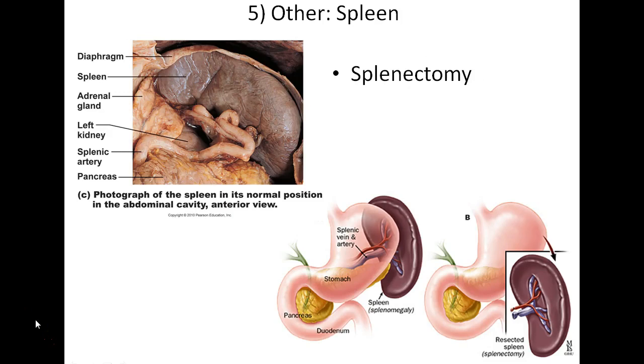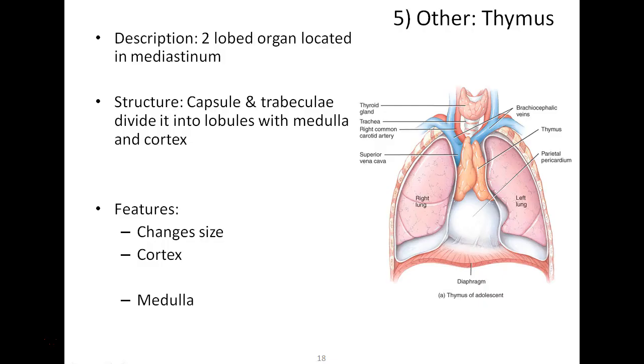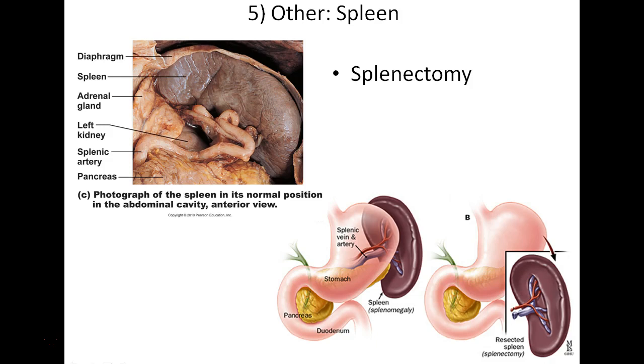Let's talk about a homeostatic imbalance, a splenectomy. A splenectomy is going to be the surgical removal of this spleen. And this procedure is performed for several reasons. One of those including a splenic infection. So if the spleen becomes infected and possibly too busy, too effective at doing its job.